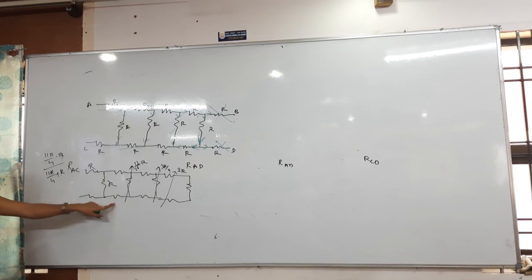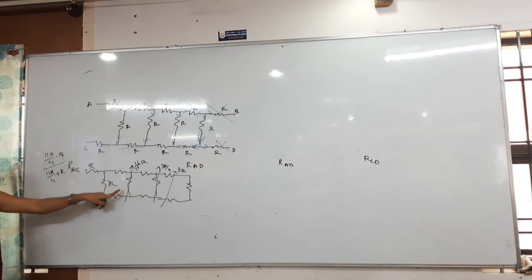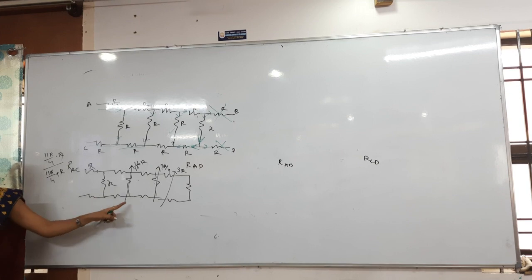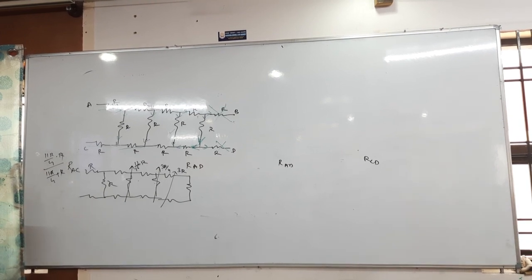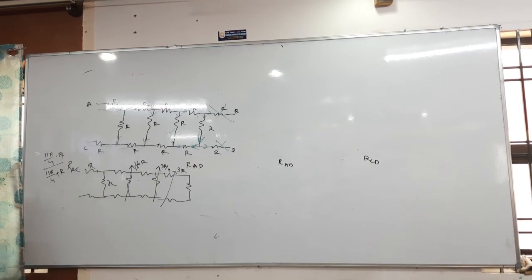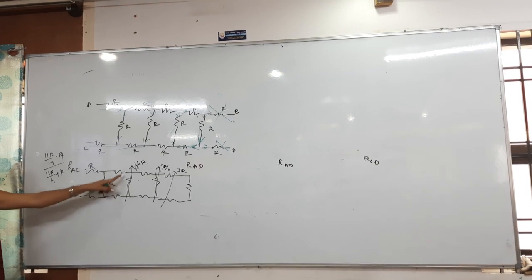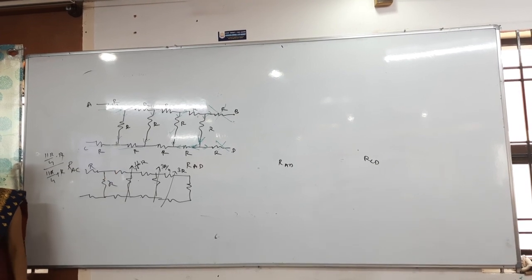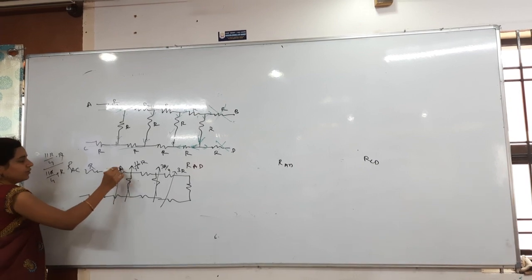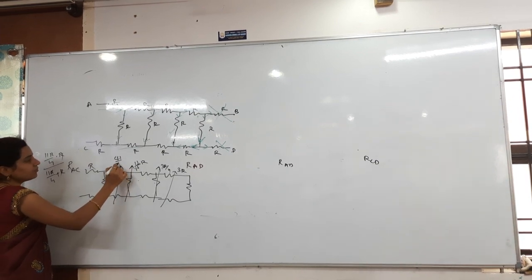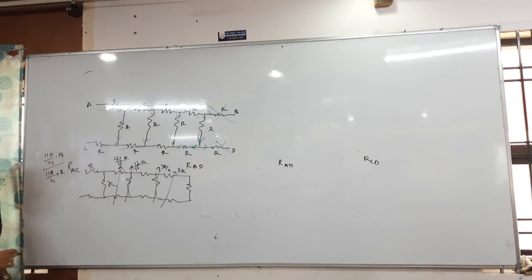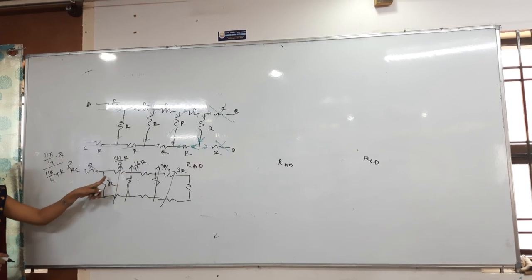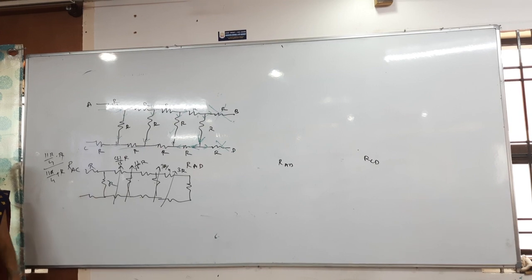And then after that, in which combination is this? Series combination again. 11 by 15R plus 2R. How much will it be? 41 by 15R. Then again which combination here? Parallel combination. Again how much will you get?